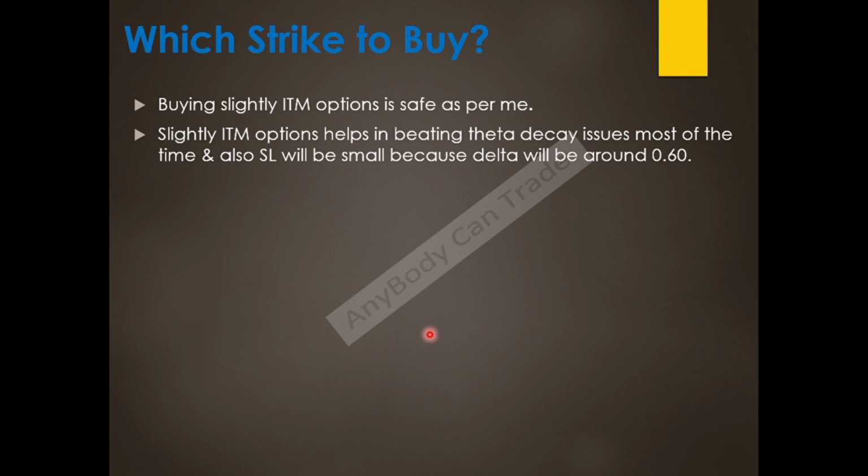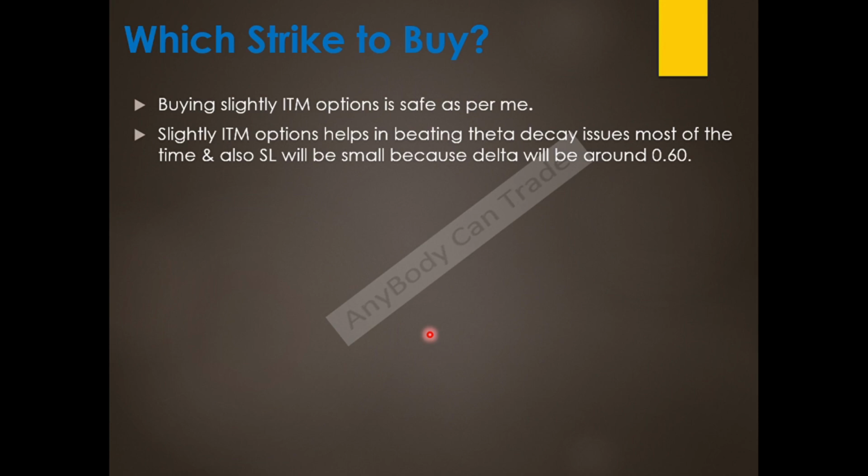Suppose the market gets stuck at the same level and I have bought an ATM option, at the money option. Because of theta decay, my stop loss on the option chart will get hit, whereas on the spot chart in Nifty, my stop loss has not been hit. So in such situations, to avoid this theta decay issue when the market goes sideways, I prefer going slightly ITM. Slightly ITM options are safer, which helps in beating theta decay to a certain time, not always. If the market is stuck for around 30 to 40 minutes or something like that, then buying slightly ITM options helps in beating the theta decay.